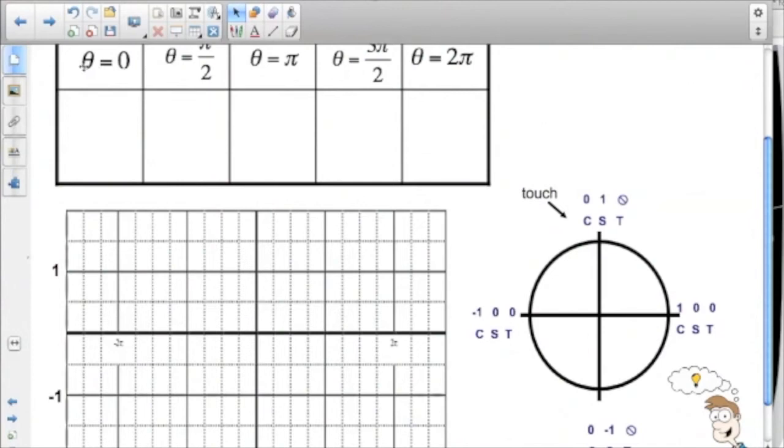If I go to the angle 0, right here, and I look under sine, it's 0. So I know there's a dot right there at 0. Now, if I go to pi over 2, which is up here, 90 degrees, and I look under sine, I get the value 1. So 1's over here, right? So I know it's going to be 1.